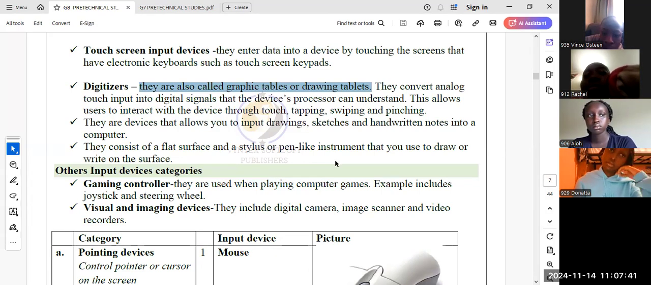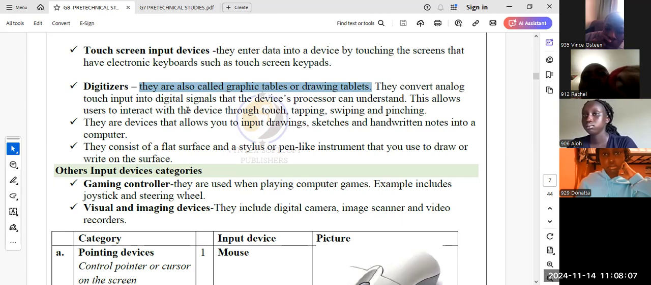For example, you have been to a bank, you have been to Huduma Center, you have been to, let's say, the post office. We have specific devices that they give you and tell you, please give us your feedback, rate us. So you can either write on the tablet or draw on it by signing your signature there. They convert analog touch input into digital.